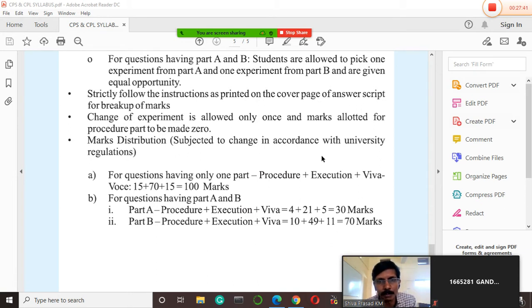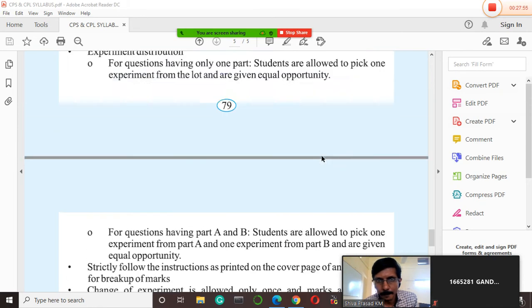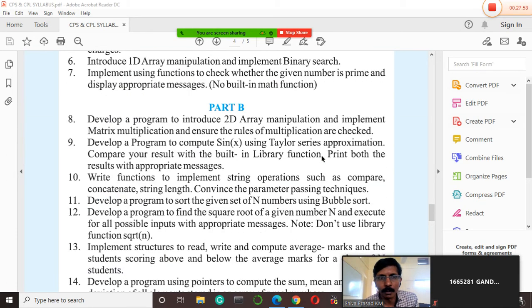If you have got 38 in the first internal and 39 in the second internal, 38 plus 39 divided by 2 will be around 38.5, which is nothing but 39. We will be considering those marks and sending them to the university. Okay, so this is what the lab part is.